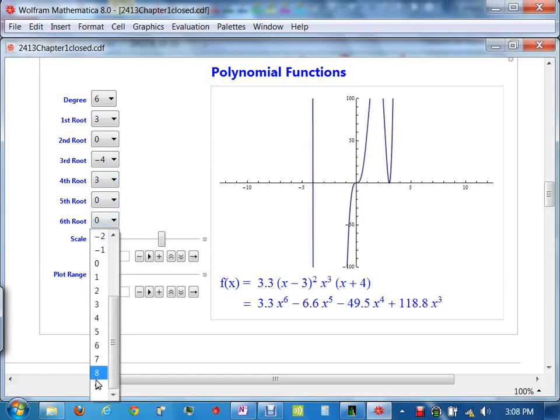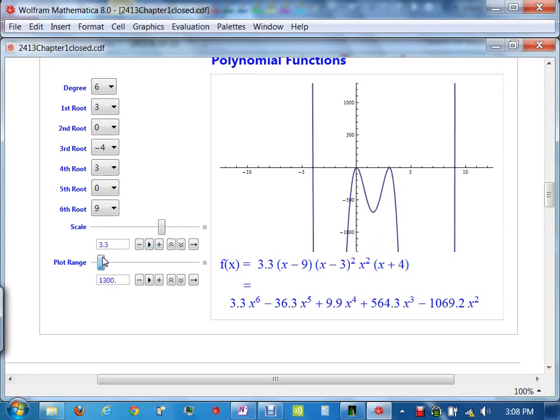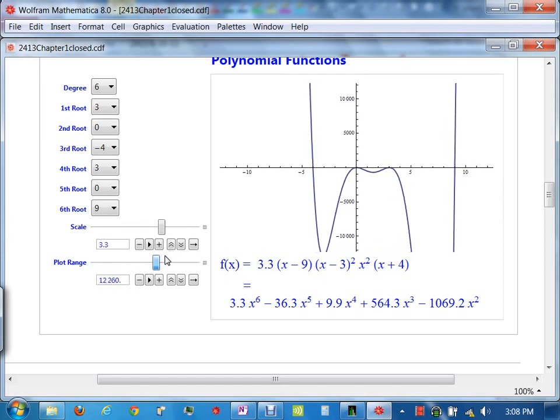Let me do one more here. Let me scale this out so we can see it. See if I can get this to come in. I may not be able to get it all in here.